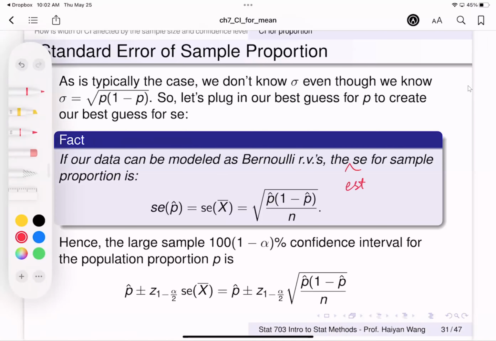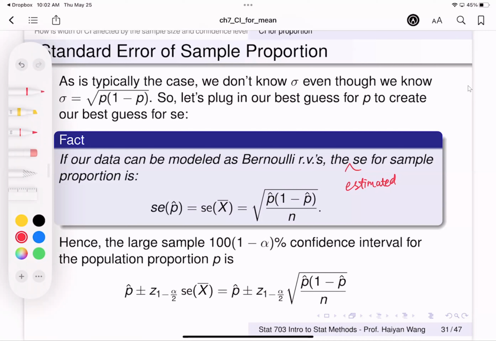So this is the estimated standard error, not the standard error. Standard error itself refers to the square root of p times 1 minus p over n. Okay, so that's the estimated standard error.